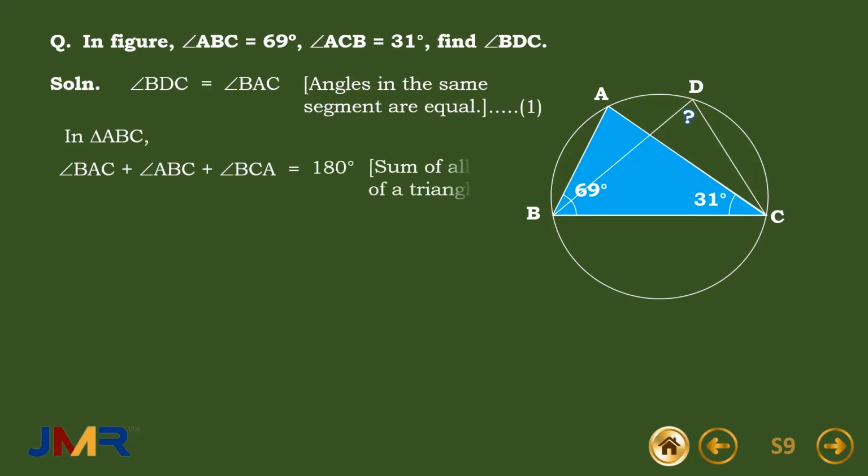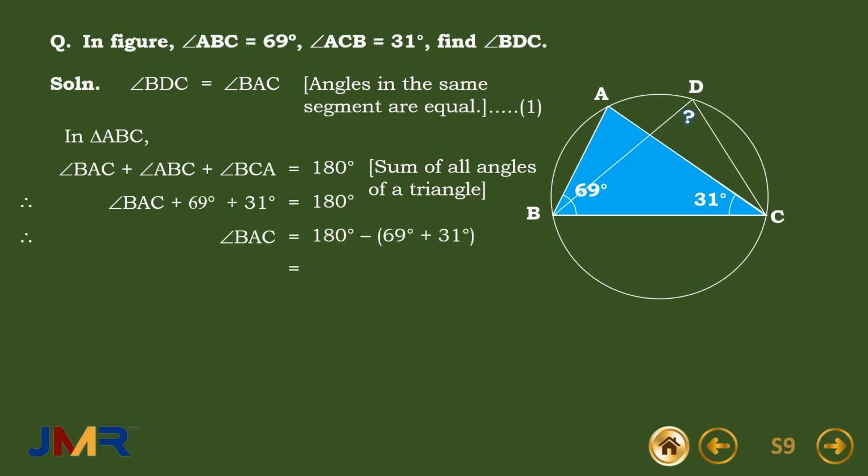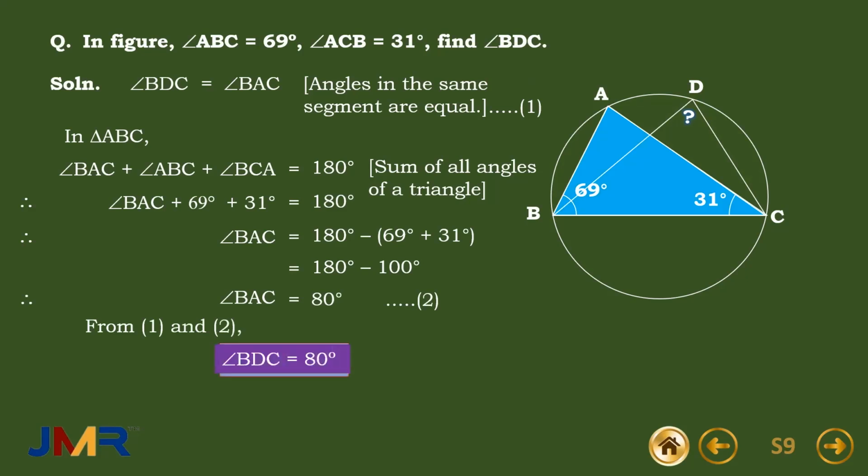How can we find angle BAC? Angle BAC plus angle ABC plus angle BCA is equal to 180 degrees, the angle sum property of a triangle. Therefore, angle BAC plus 69 plus 31 is equal to 180. Angle BAC is equal to 180 minus 100 degrees. That means angle BAC is 80 degrees. As soon as we got angle BAC is 80 degrees, you can conclude that angle BDC is also 80 degrees. How simple it is. It's a very easy problem, isn't it?